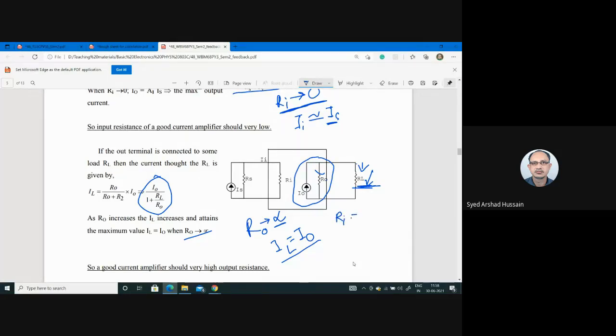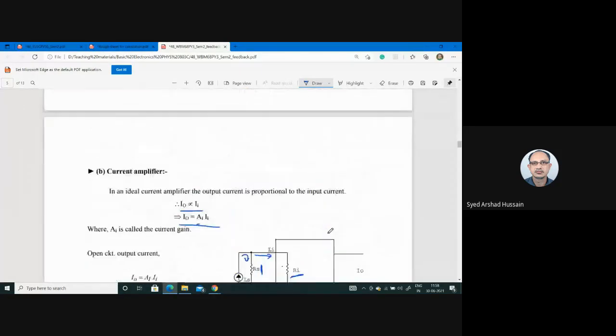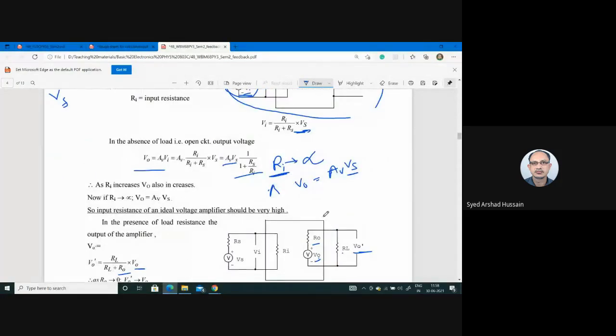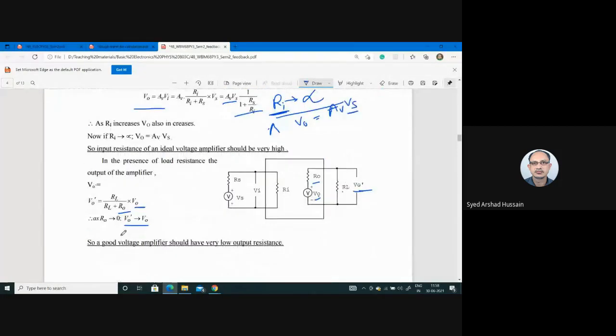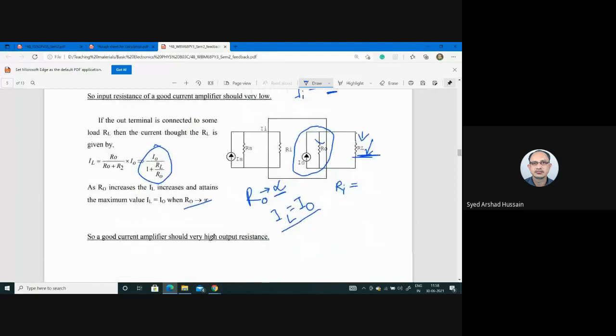For a voltage amplifier, Ri should be very high, infinity. You can see here, this one, Ri. Then R0 should be very low. Here it is the opposite: for the current amplifier, Ri should be very low and R0 should be very high.